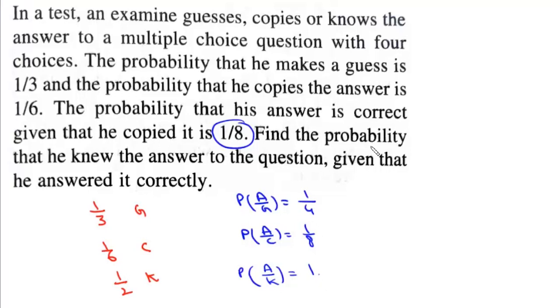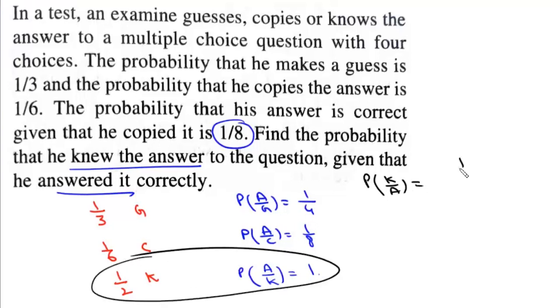Now we need to find the probability that he knew the answer given that he answered it correctly. That means it's a Bayes theorem question, and we need to find he knows the answer given that his answer is correct. So we'll take this case in the numerator. So it will be this 1 by 2 upon, now this is 1 by 3 into 1 by 4, 1 by 12, 1 by 6 into 1 by 8, 1 by 48, and plus 1 by 2. Now this is 1 by 2.